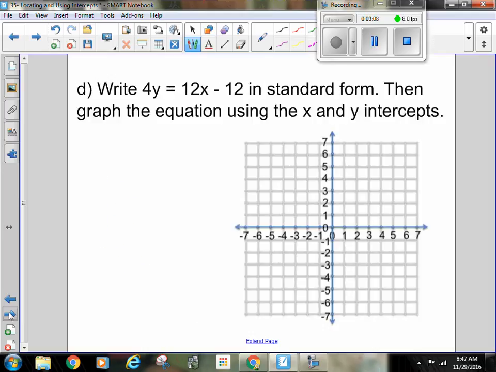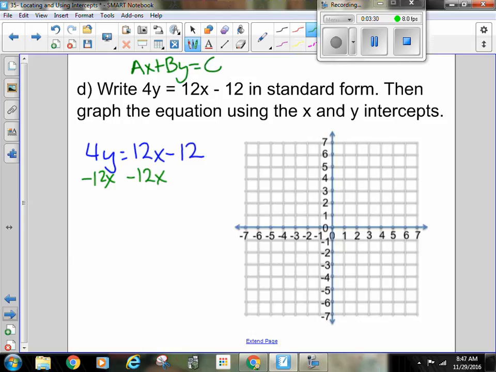All right. D, write 4y equals 12x minus 12 in standard form. Then graph the equation using the x and y intercepts. Okay, so 4y equals 12x minus 12. Well, I want my x term on the other side, so I'm going to subtract 12x, because remember, it's the ax plus by equals c form. So there it cancels. We want my x term first. My 4y is positive. And then don't lose that negative there.